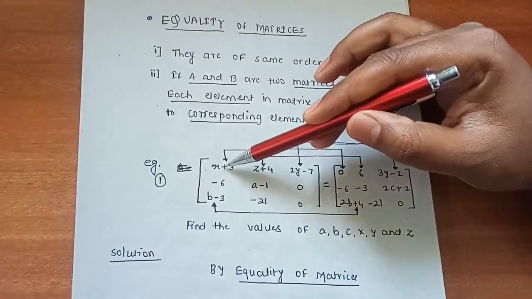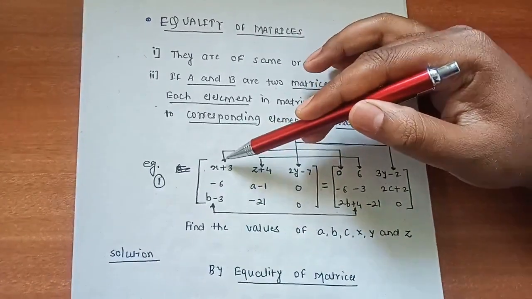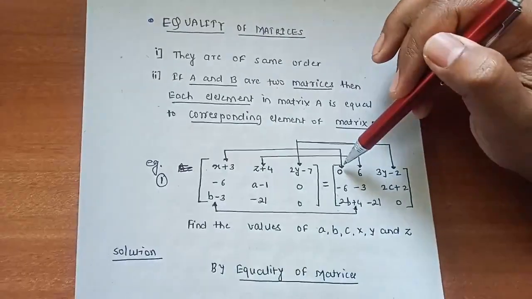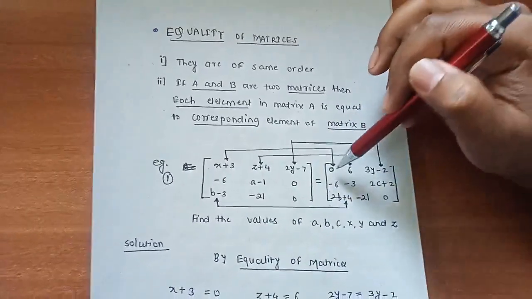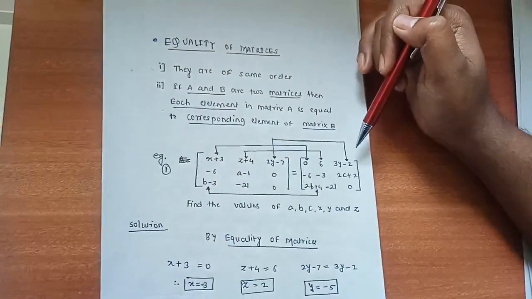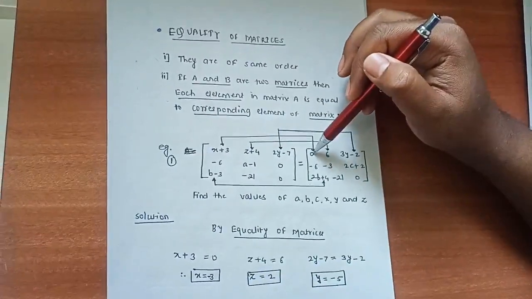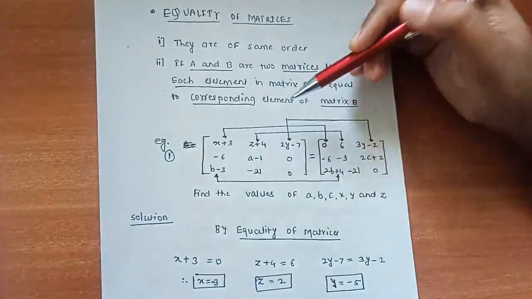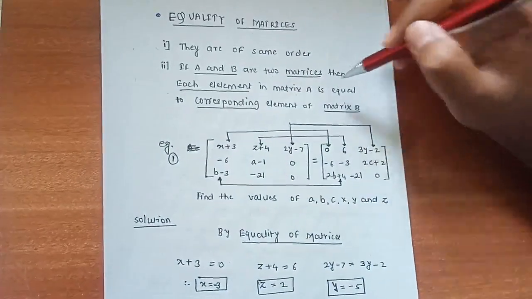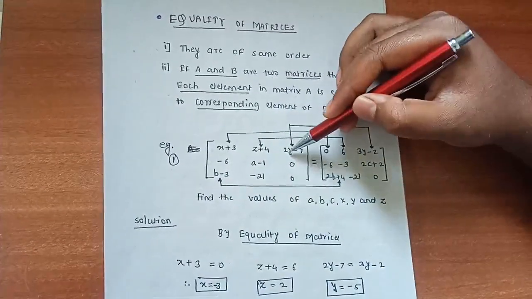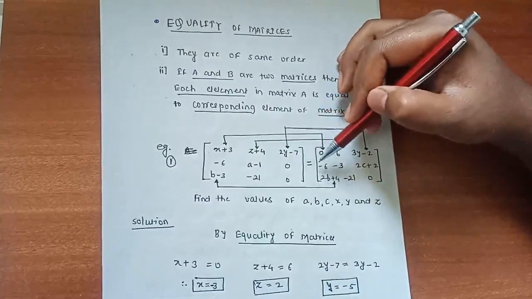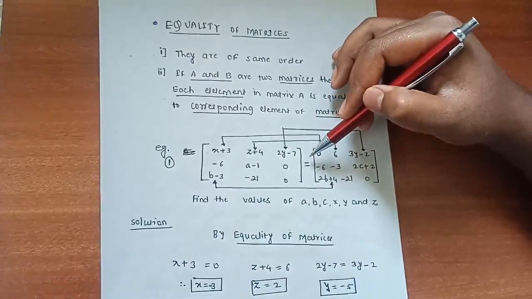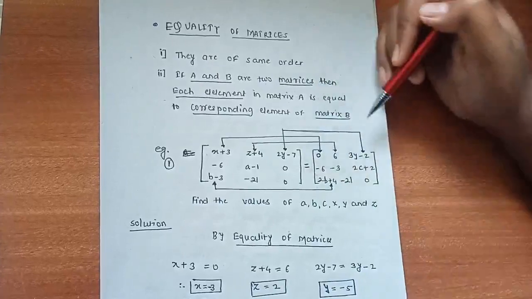So for this element we have to see which element is corresponding. That means in the right hand side, 0 has the position of a11. That means the position of this and the position of this is the same. So we can easily equate these two elements. We can do this only when there is an equal to sign between these two matrices. If the equal to sign is not there, we can't equate them because that is not the equality of matrices.